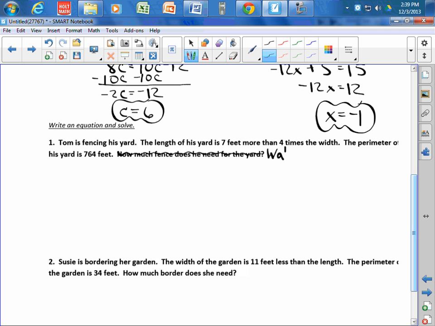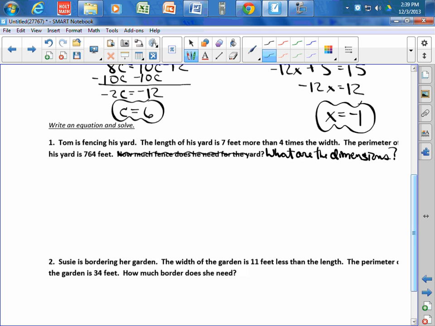What? Well, let's spell it correctly. What are the dimensions? So that's what we're looking for. We're looking for the length and the width.